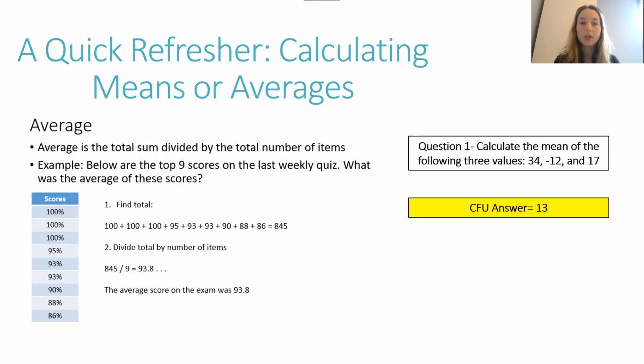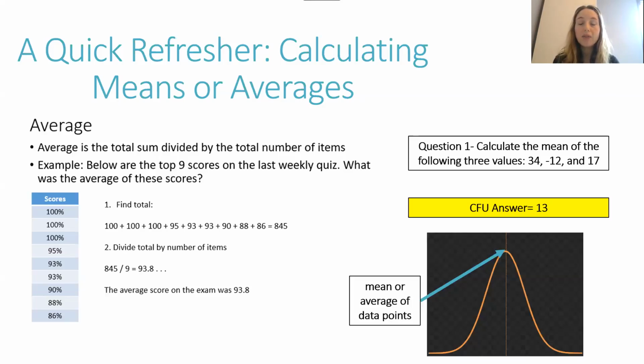To get this, you're adding 34 plus -12 plus 17 and dividing by 3, which is the total number of values. Okay, if we take a look at an average for a data set, this is something called a bell curve, which is another way to represent data. And you can see that the mean or average is actually a statistical measure of center. You can see here that this line corresponds to the mean or average for this set of data points.